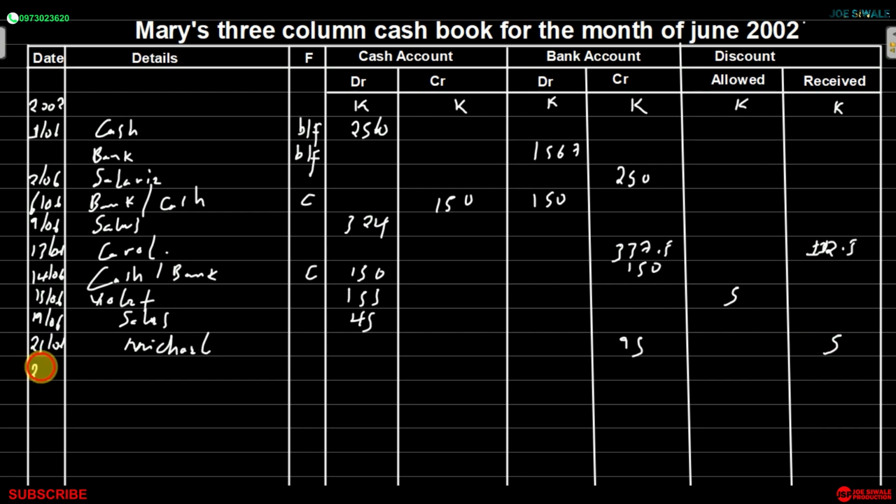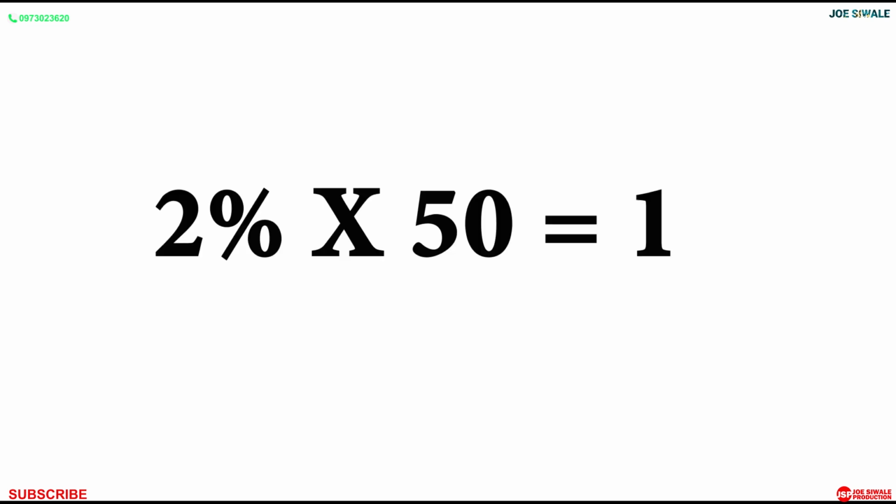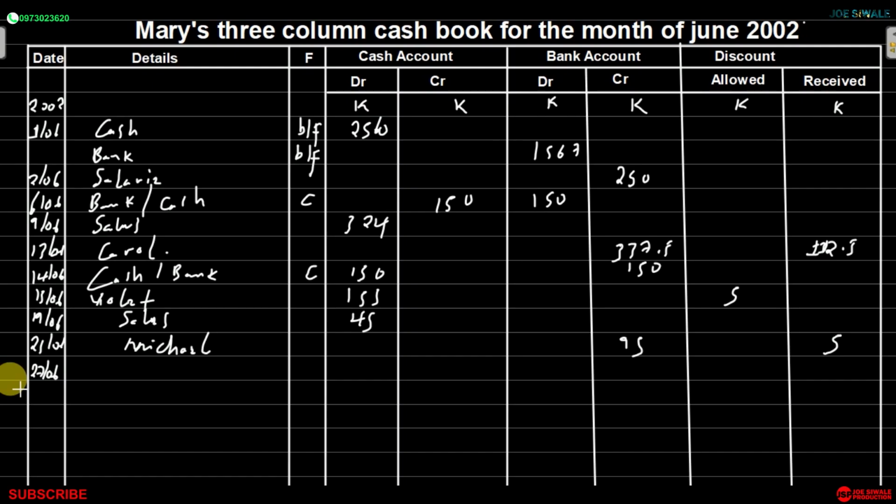Then on the 27th of June, bought stationery by cash amounting to 50 kwacha less 2% discount. So the first thing that we're going to do is to calculate the amount of discount that we received, and to calculate the amount of discount, just say 2% of 50. So 2% of 50, that's 1 kwacha. That means that we received a discount of 1 kwacha.